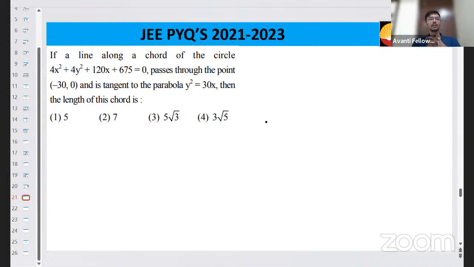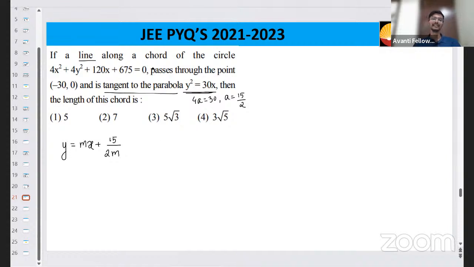If a line along a chord of the circle, okay, this is a circle, passes through this point and is a tangent to the parabola. Okay. So the line is tangent to the parabola. So here 4a is 30. So what is a? a is 15 by 2. So if this line is tangent to the parabola, we can write the equation of the line as y equals mx plus a by m.